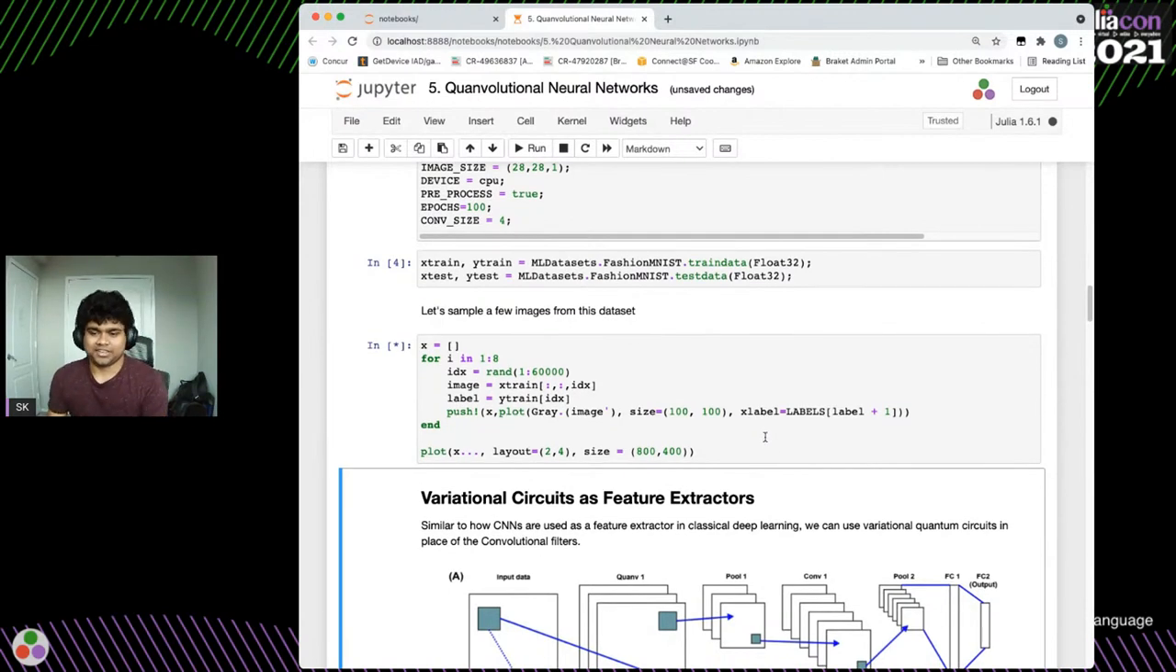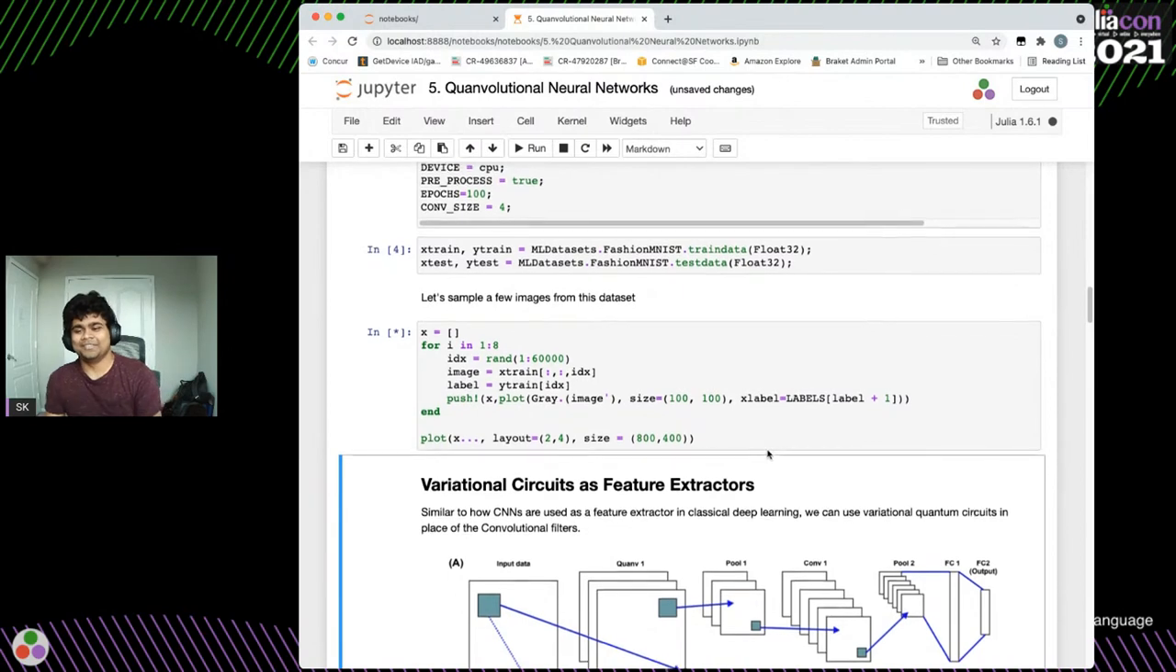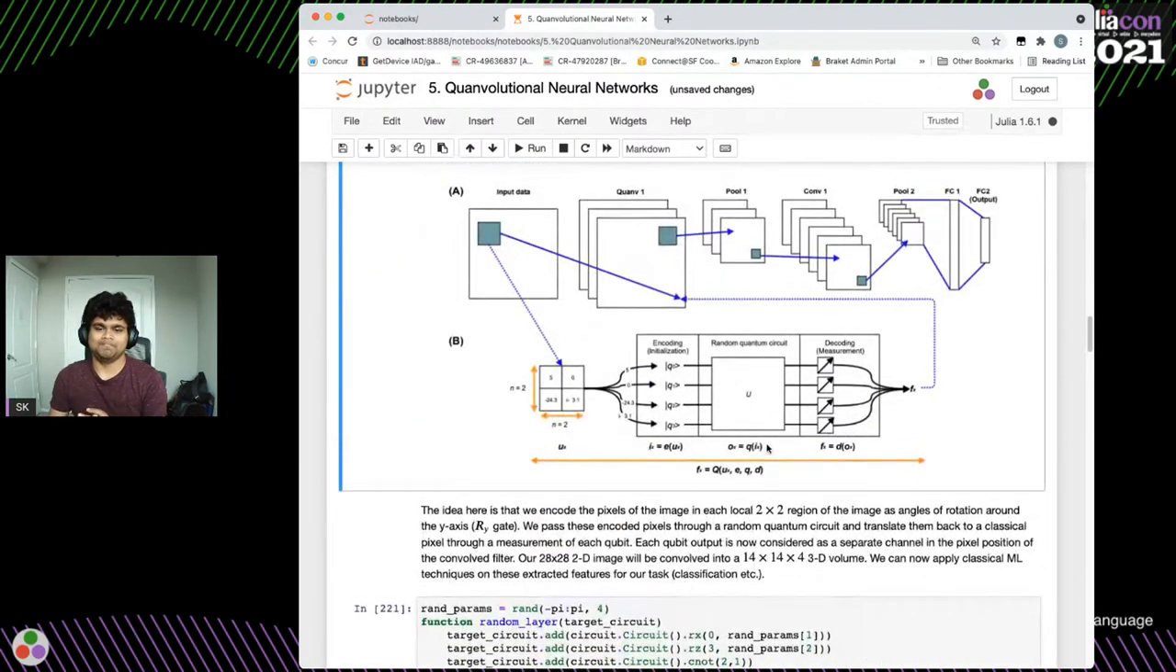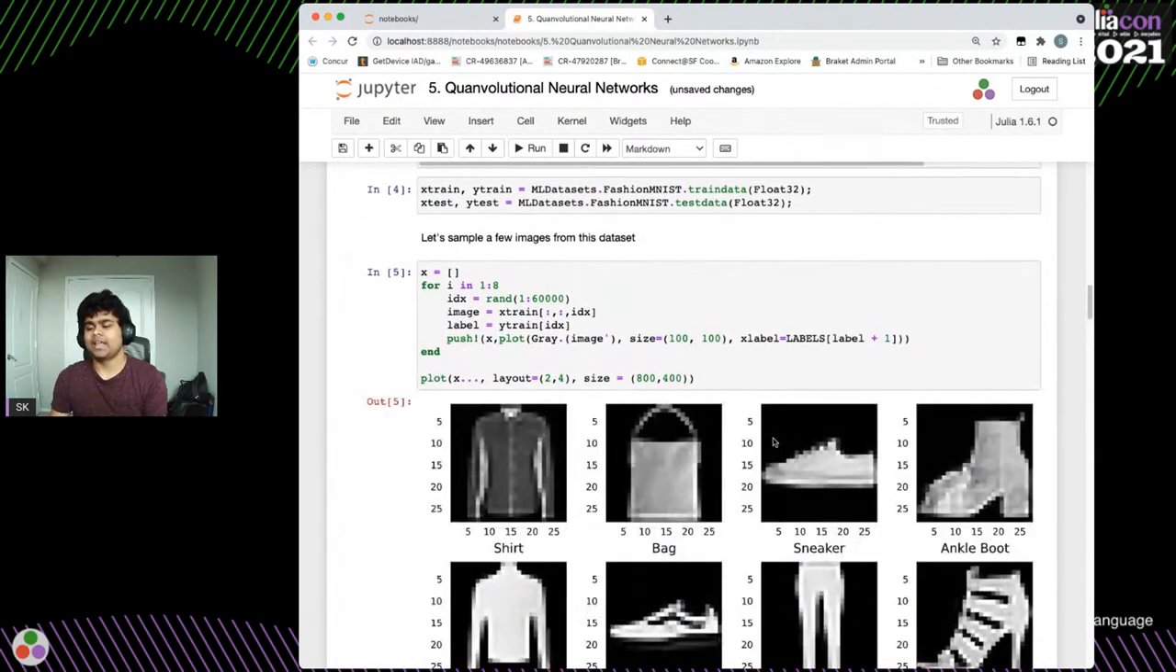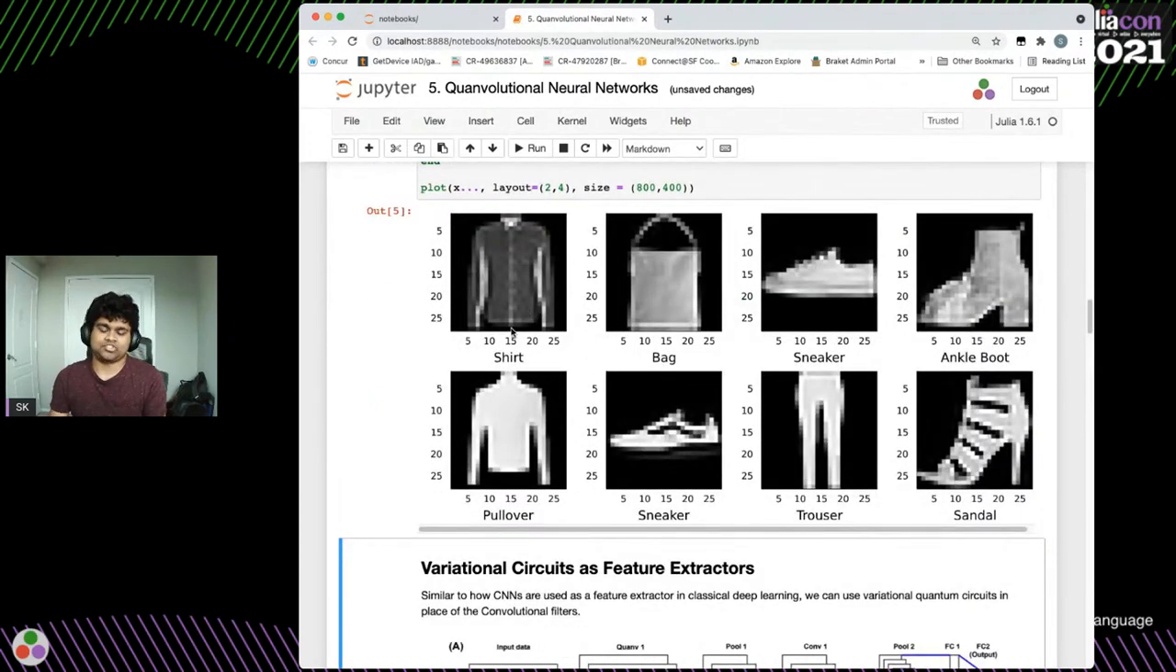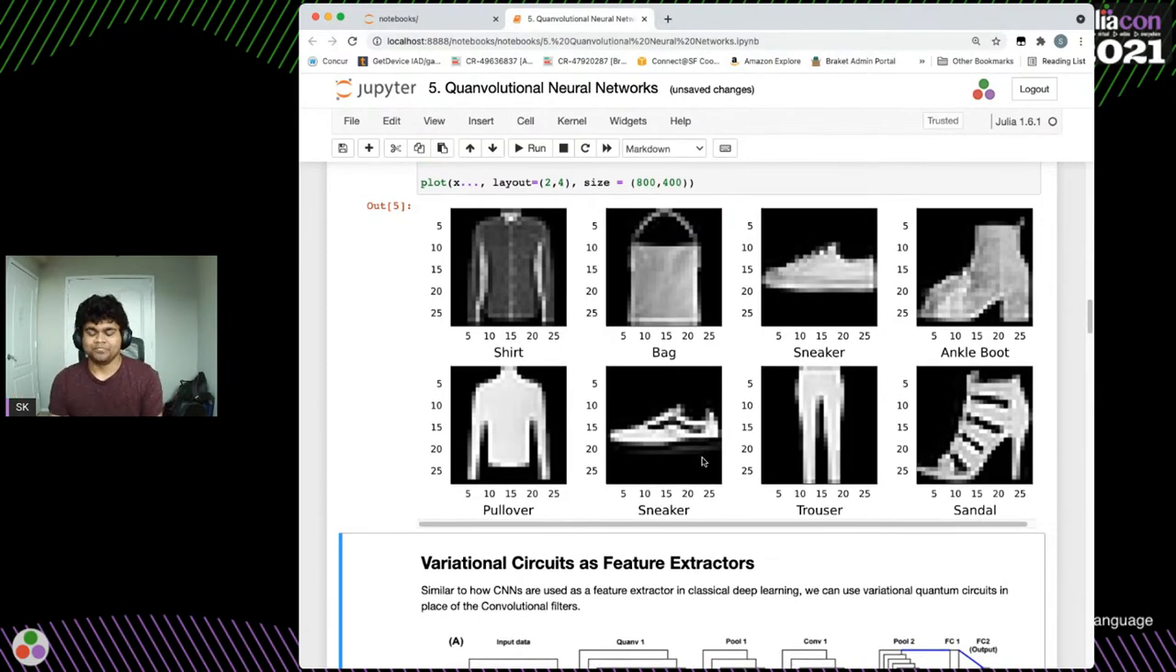All right, I'm not sure why this is taking so long, but basically it's images of apparel, right? Yeah, here you can see the shirt. They're black and white images, or grayscale images, 28 by 28 images of apparel. So this is the data, and this is the ground truth label for that data, right? So we have sneakers, trousers, sandals, bags, pullovers, and whatnot.